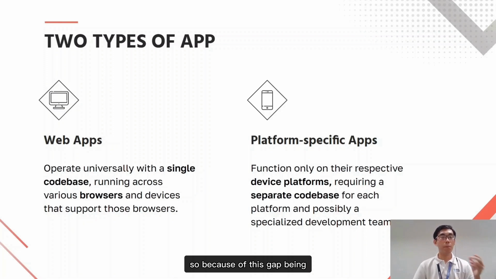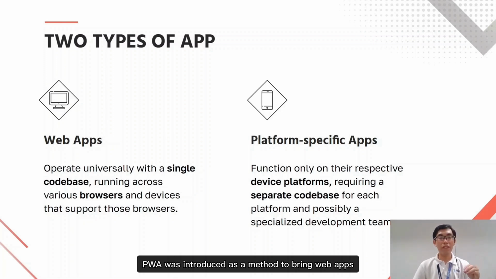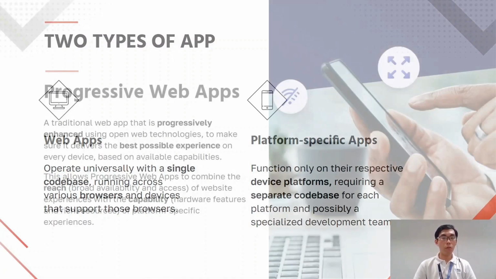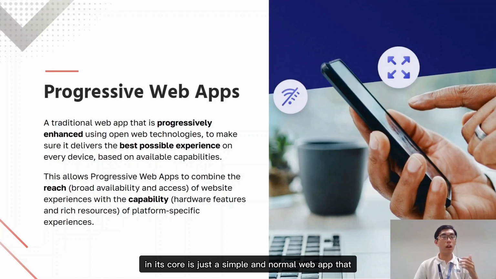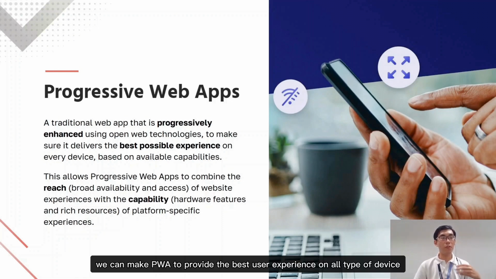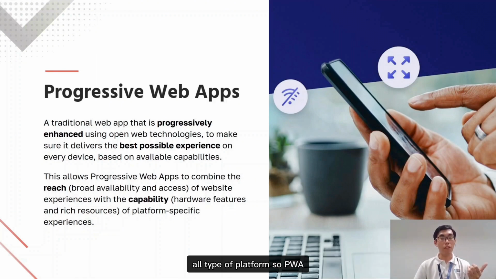So because of this gap, we might introduce a method to bring web apps closer to native apps by implementing native app-like features on the web app. So progressive web apps, or PWA, is just a simple but normal web app that we can develop using our code, using the tech we use with a normal site. However, PWA is progressively enhanced, which means that with open web technologies, we can make PWA provide the best user experience on any type of device, on any type of platform.